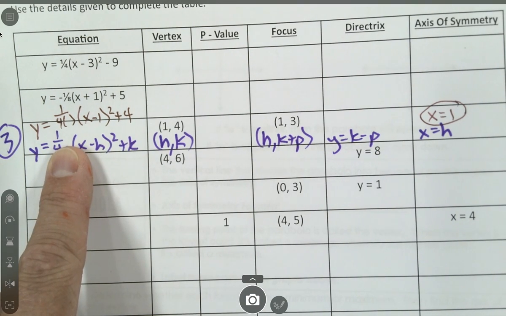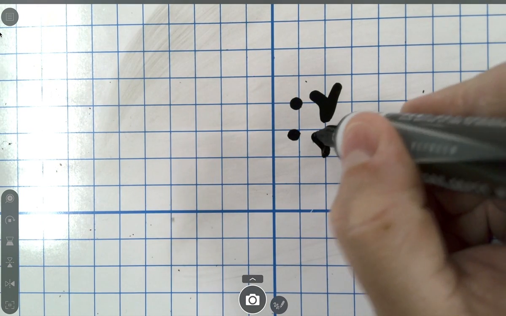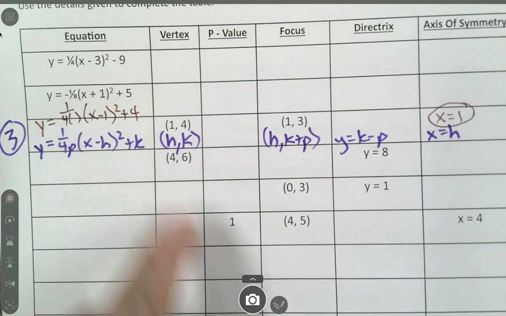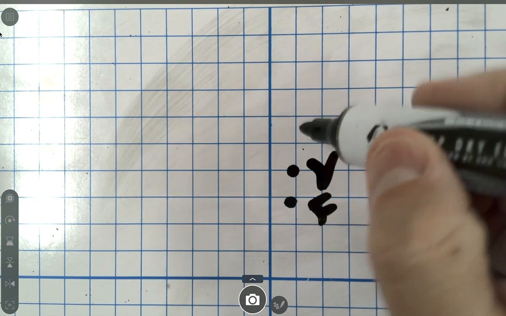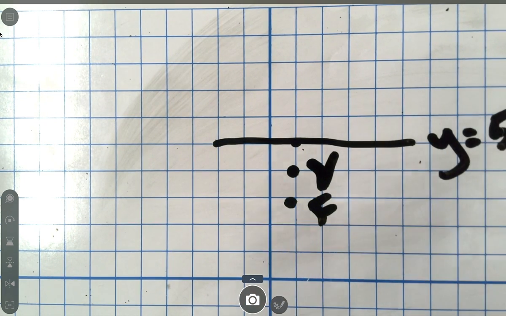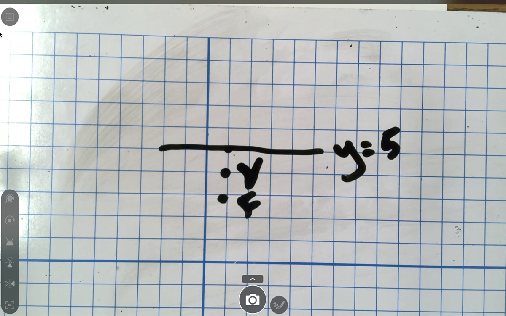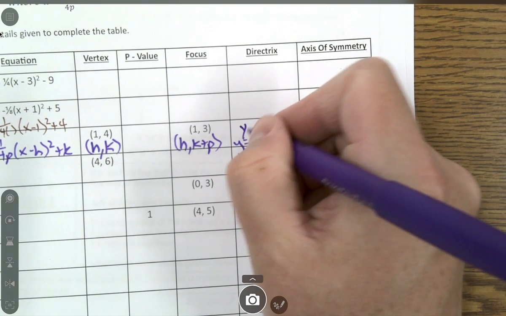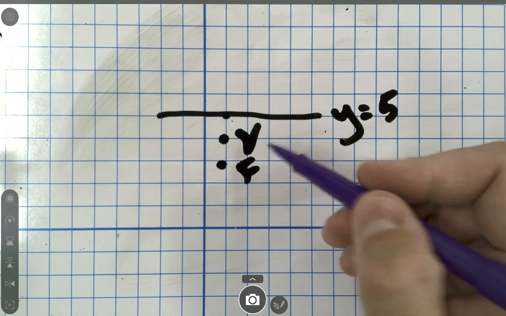So I'm going to put (1, 4) as my vertex, and (1, 3) was my focus. So (1, 4) and (1, 3). I know my directrix is on the opposite side of my vertex, but the same distance away. So that is hitting at y equals 5. So that is my directrix. So y equals 5. I don't need that equation to solve that part. Now my p-value is the distance from the vertex to the focus. I'm going down 1, so my p-value has to be a -1.